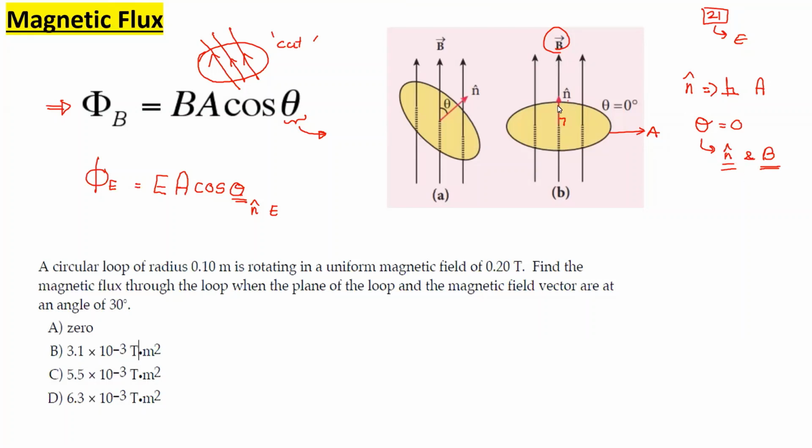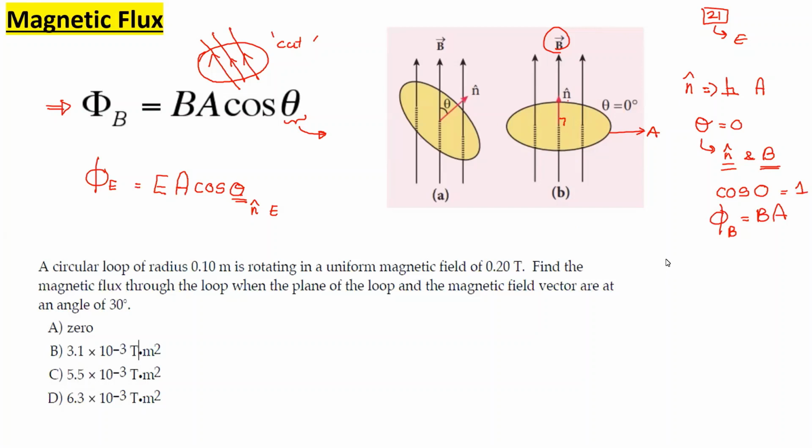So here you can see theta is 0. If theta is 0, cosine theta is 1. Cosine 0 is 1. You can see your magnetic flux, phi B, is maximum when the B field cuts the surface like this, when your n and B are in the same direction.